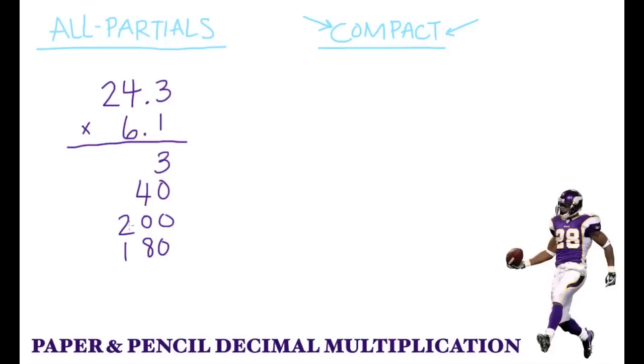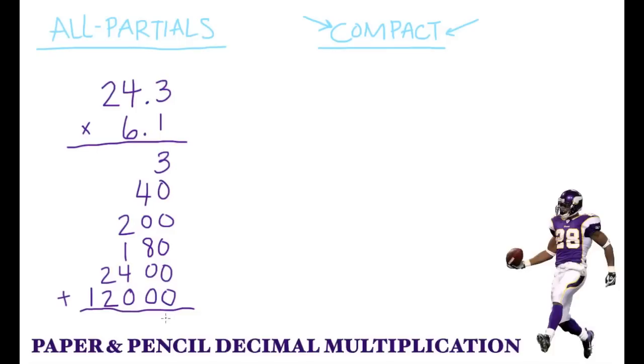60 times 40 is 24 with 2 zeros, so 2400. And then 60 times 200, 6 times 2 is 12. And there's 1, 2, 3 places for 3 zeros. 60 times 200. Ooh, I'm running out of space down here. You can see how the all partials method can quickly get kind of long. So then the last thing you do is just add these all up.